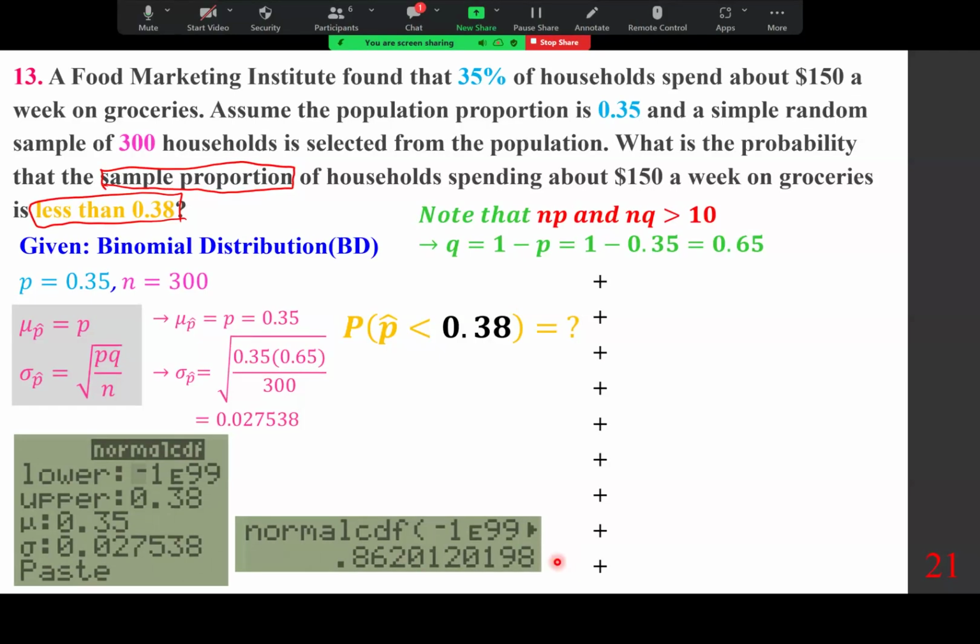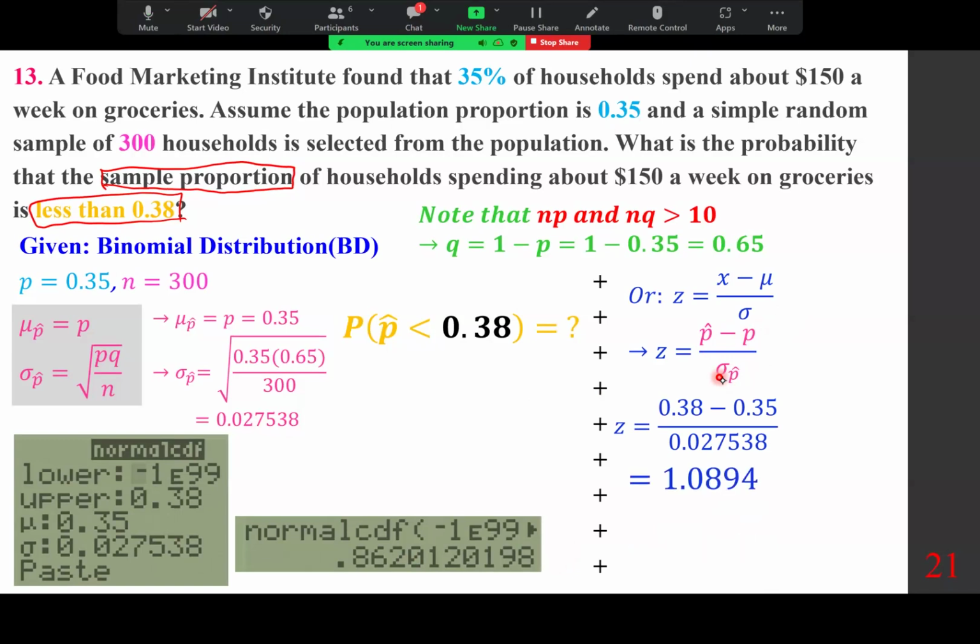Here's the second method. You calculate the z-score. Z is x minus mu over sigma. And x in this case is p hat, so it is p hat minus p over sigma of p hat. So we have 0.38 minus 0.35 over sigma of p hat, which is this number. And therefore, probability of p hat less than 0.38 is probability of a z less than this number, 1.0894.